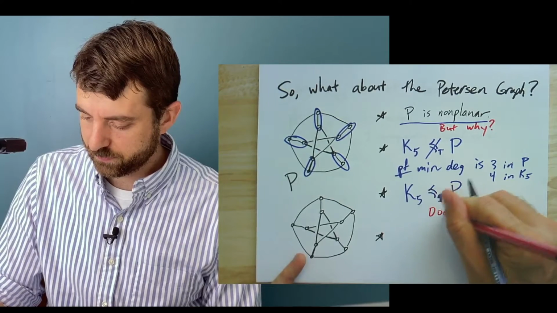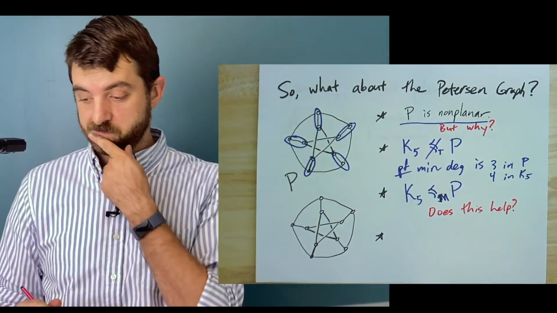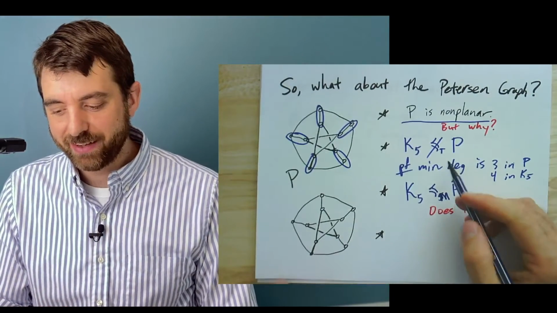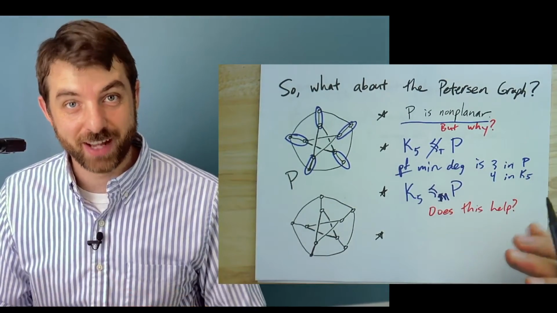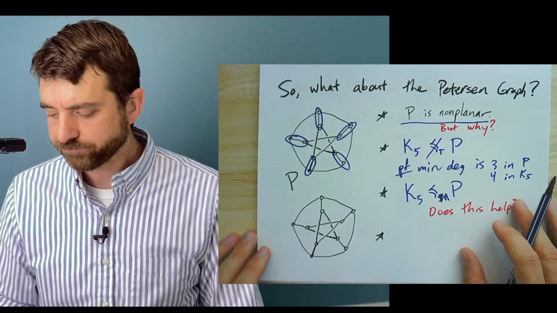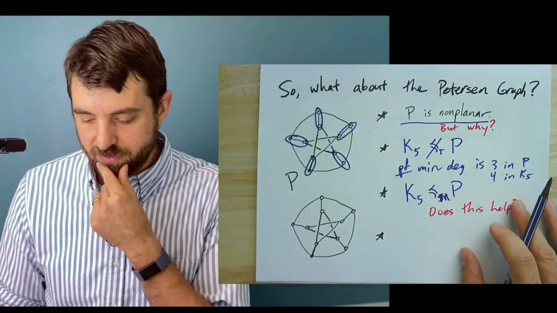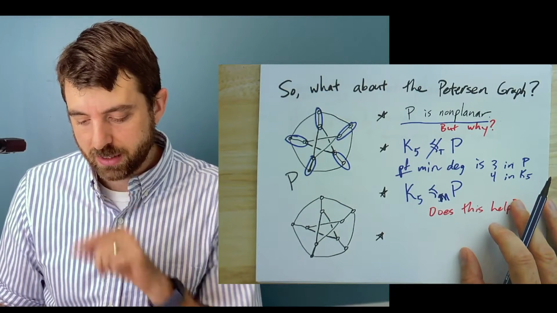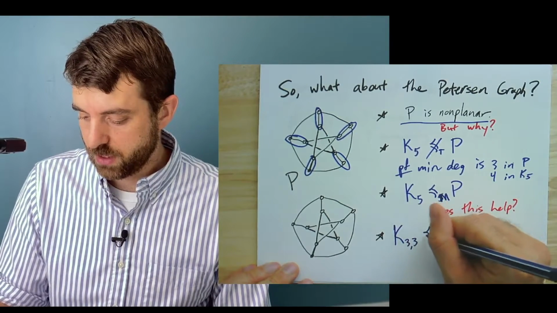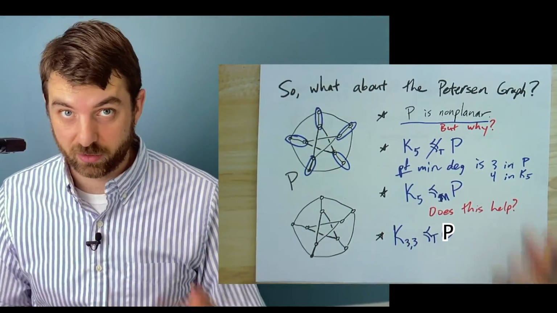Does this help? Not yet. It would seem that if we didn't require it to be a topological minor and it was just any old minor, then this would be a really easy way for us to quickly see that it's not planar. In this case, there's another very simple graph that is not planar, that is a topological minor of this. And that graph is K33. So K33 is a topological minor of G, and also it's not planar. We'll prove that in a second.